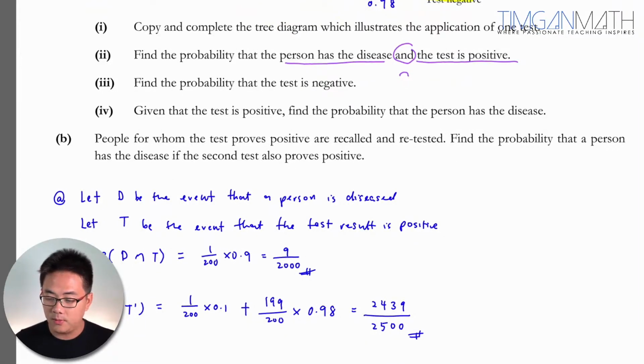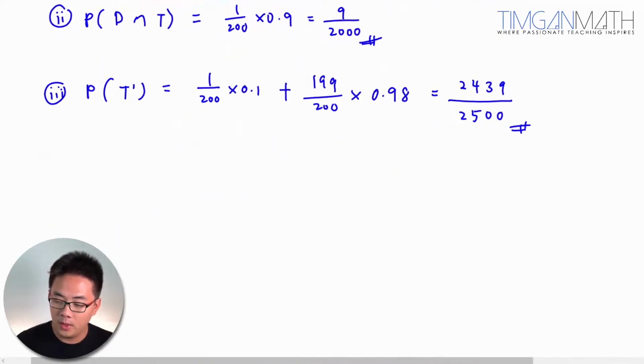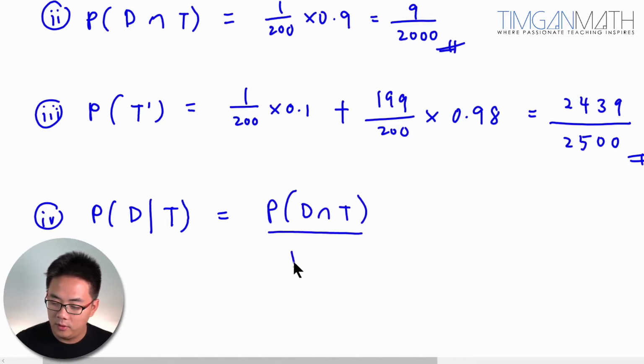Now let's look at part 4. Given that the test is positive, find the probability that the person has the disease. So this is a conditional probability, which means this is the prerequisite. You're given that it's already positive, so given positive, find the probability that the person has the disease, which is D. So in part 4, you are looking at P(D given T). We just use the formula P(D intersect T) over P(T).